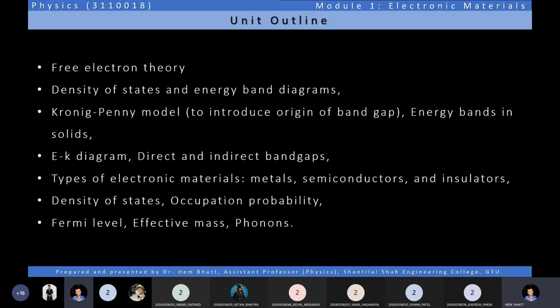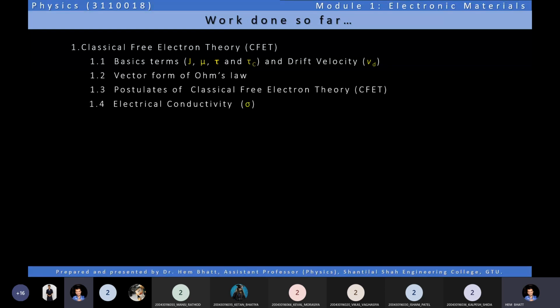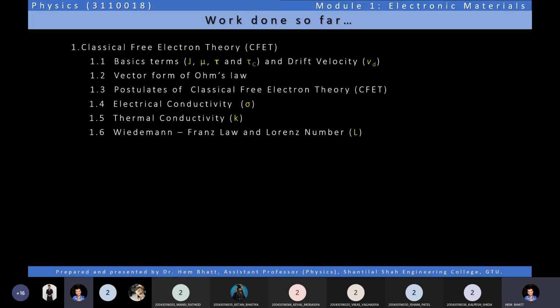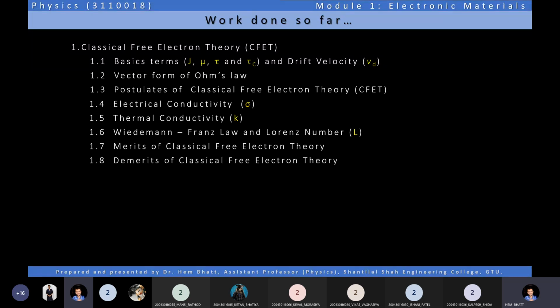We started with classical free electron theory, in which we had a few terms from your 12th standard. We saw the vector form of Ohm's law. We saw postulates of classical free electron theory, then electrical and thermal conductivity, the relation between the two, Lorentz number, merits and demerits of classical free electron theory. These many topics we did in CFET.